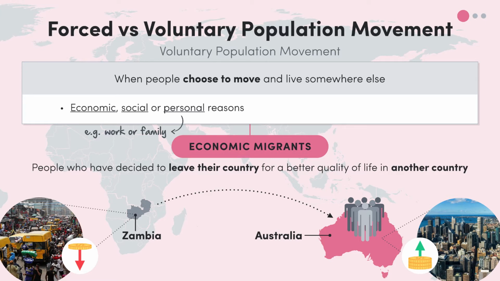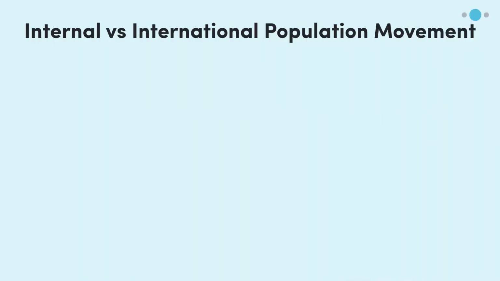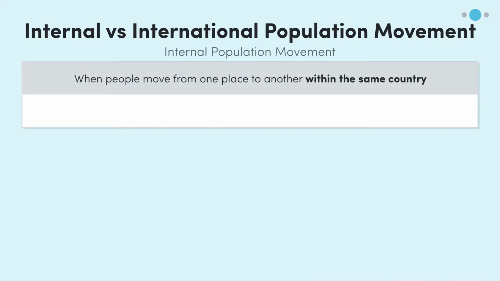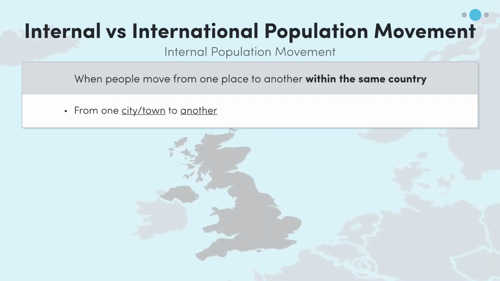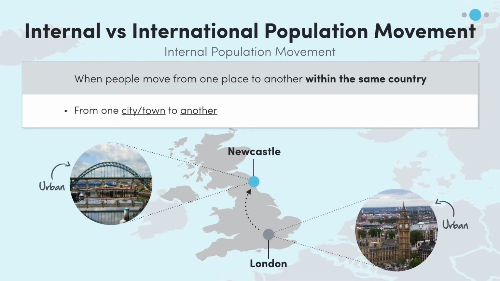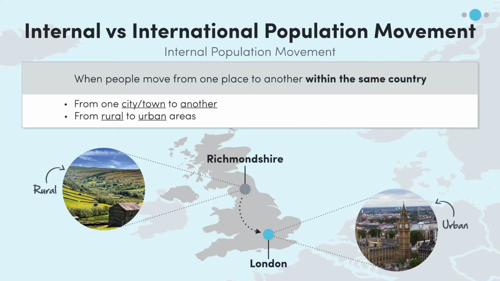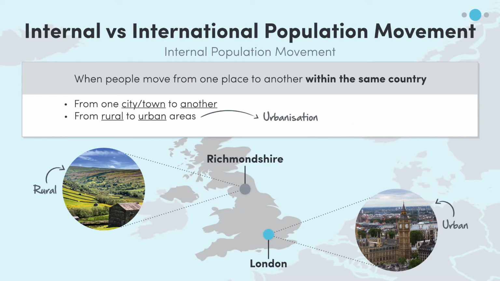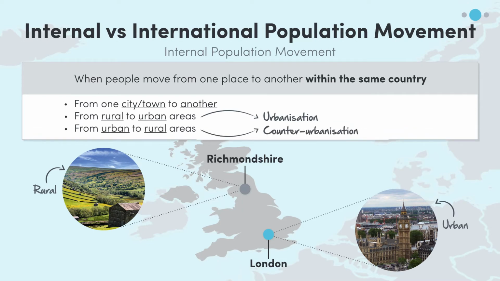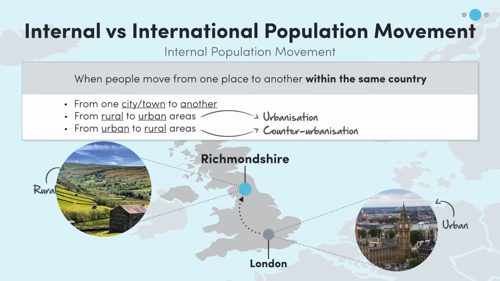Another way that we can differentiate between population movements is where people are moving from and to, either internally or internationally. When people move from one place to another within the same country, this is known as an internal population movement. This can include when people move from one city or town to another, for example from London to Newcastle in the UK. It might also be people moving from rural to urban areas. This process is known as urbanisation or rural to urban migration. On the other hand, there is counter-urbanisation, which is when people move from urban to rural areas.